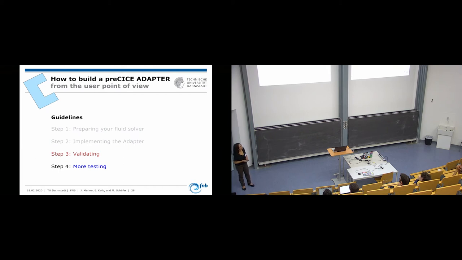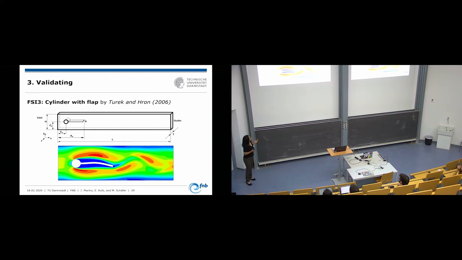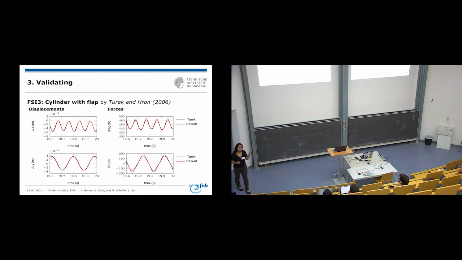For the validation, in our experience, in the first step, we are very happy only when we see that the grids are moving. But it's not enough. Therefore, we suggest taking some test cases with quantities, for example, the FSI 3, the cylinder with flap, because you can compare your displacement in the x and y direction and your forces, drag and lift. With these quantities, you are sure that your algorithm works well.